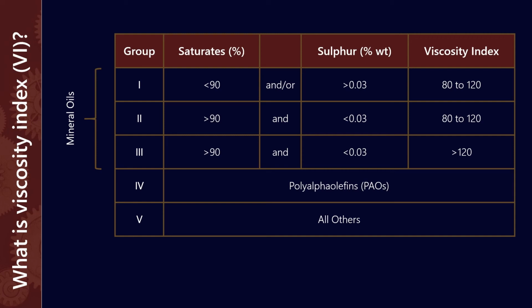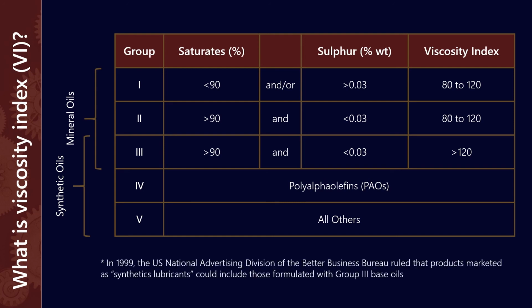Group 3s tend to be above 120, and in the synthetics with PAOs, they can sort of sit anywhere between 160, in some cases up to 200, 220. So that's one of the many advantages of going to a synthetic lubricant. Of course, the synthetics, for marketing purposes, can sometimes be a Group 3, so that's something to be wary of. And that's due to, of course, a 1999 legal decision. So, especially in passenger vehicles, the term synthetic is more of a marketing term rather than a description of how the product was made.